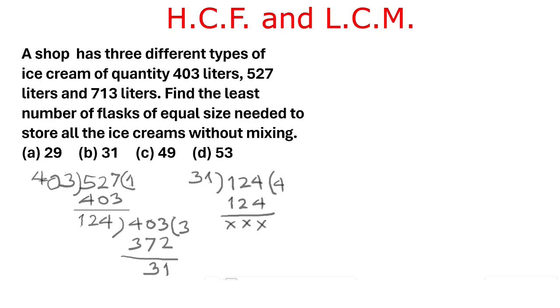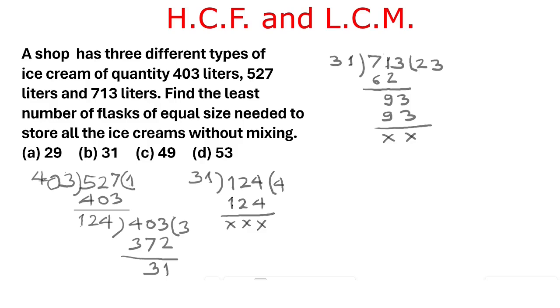Now we will divide 713 by 31. 31 divides 71 for 2 times. 31 times 2 is 62. 71 minus 62 is 9. We carry 3. 31 divides 93 for 3 times. The remainder is 0. It means that 31 is the HCF of all the 3 quantities 403, 527 and 713 liters of ice cream.